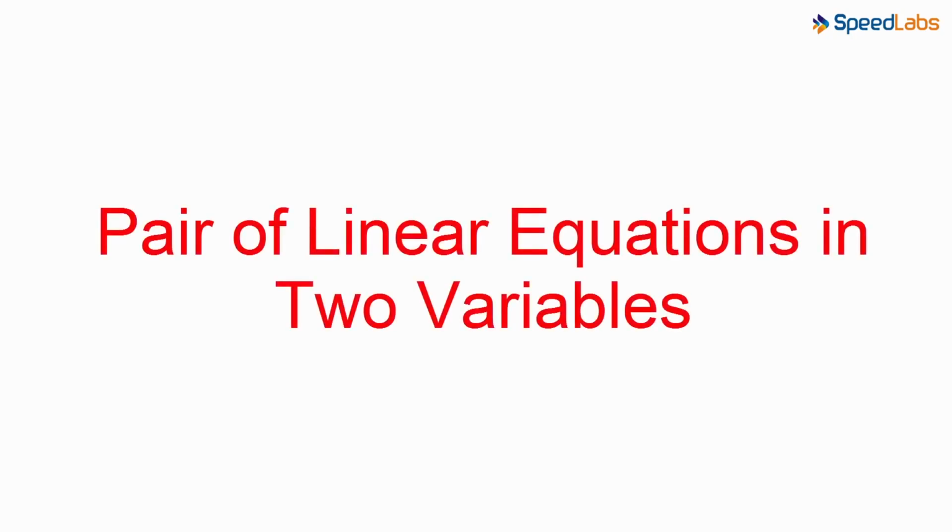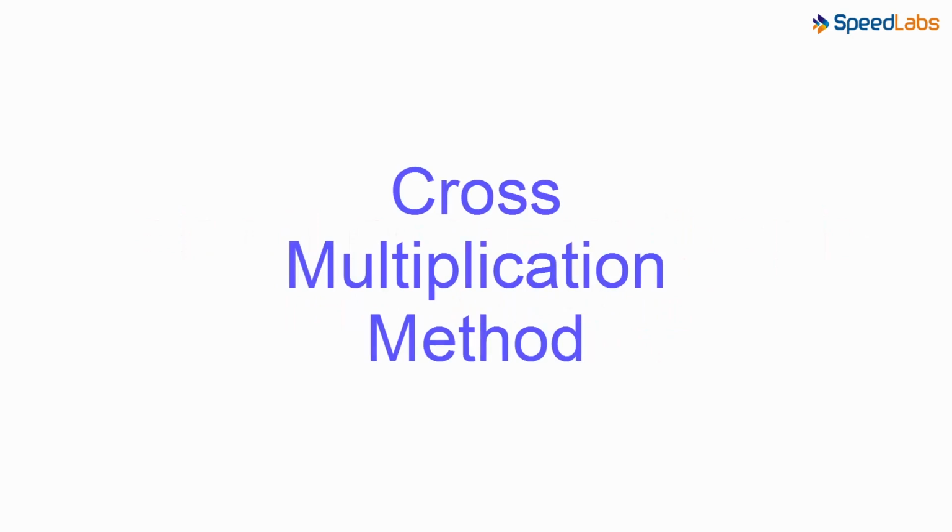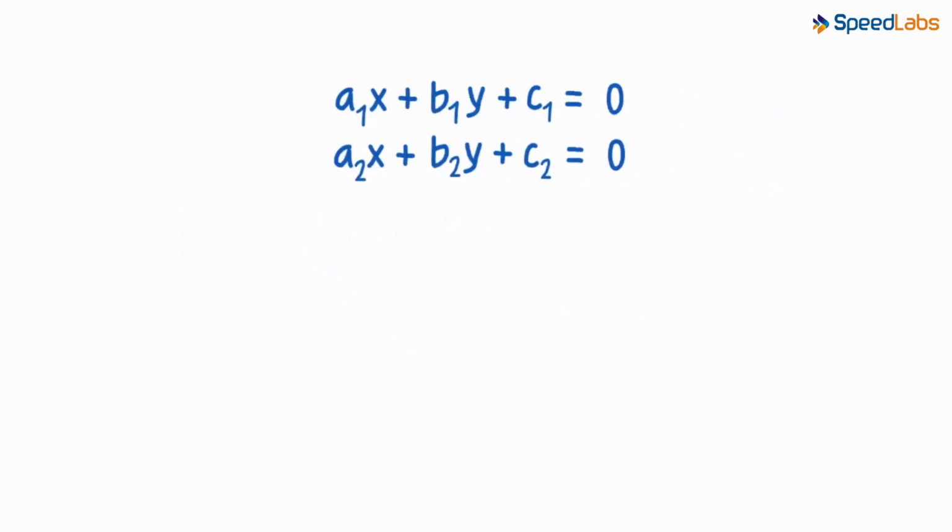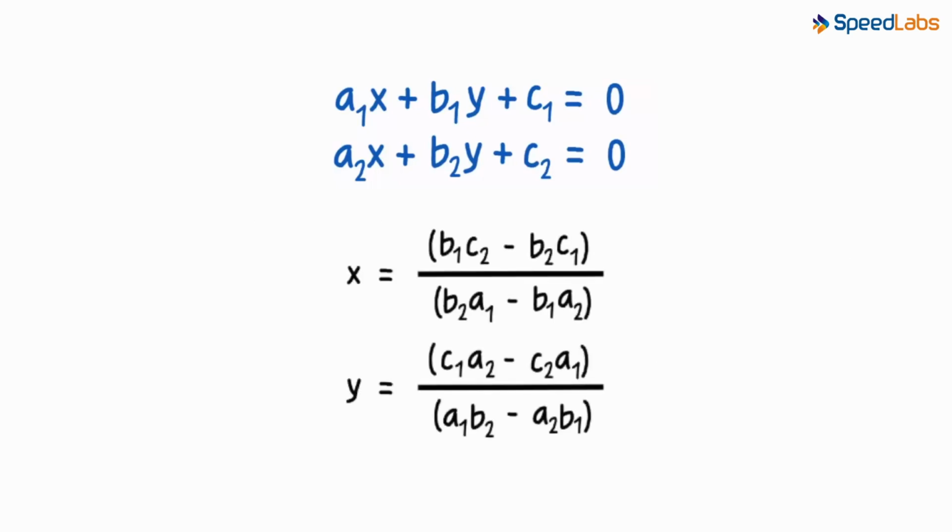Given a pair of linear equations in two variables, how can we find the solution using the cross multiplication method? If this is the general form of a pair of linear equations, then the values of x and y will be as follows. So all we need is these 6 values and we get the solution by applying these two formulae. And what's the best way to remember these two formulae?